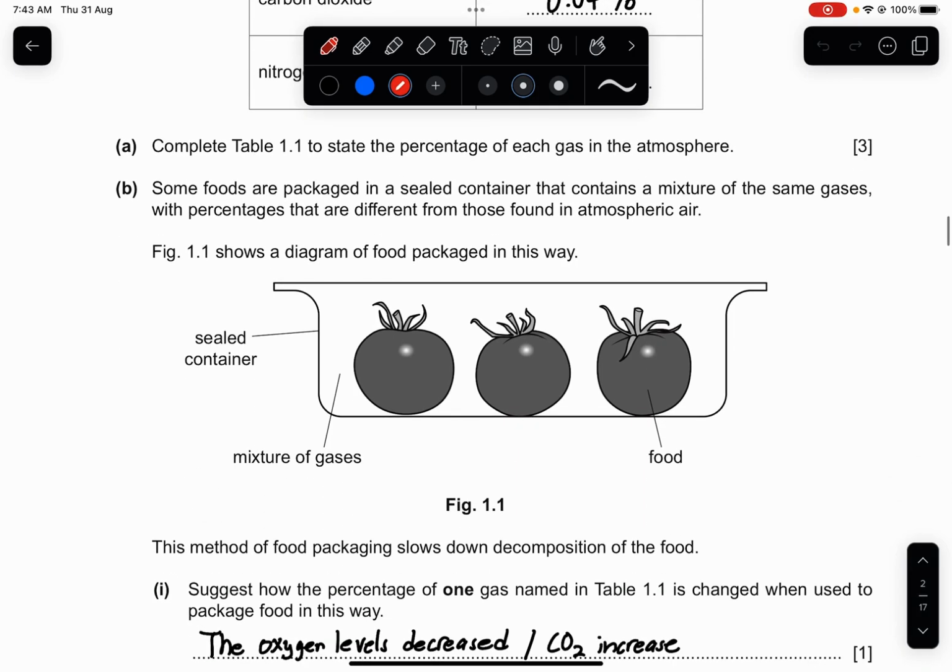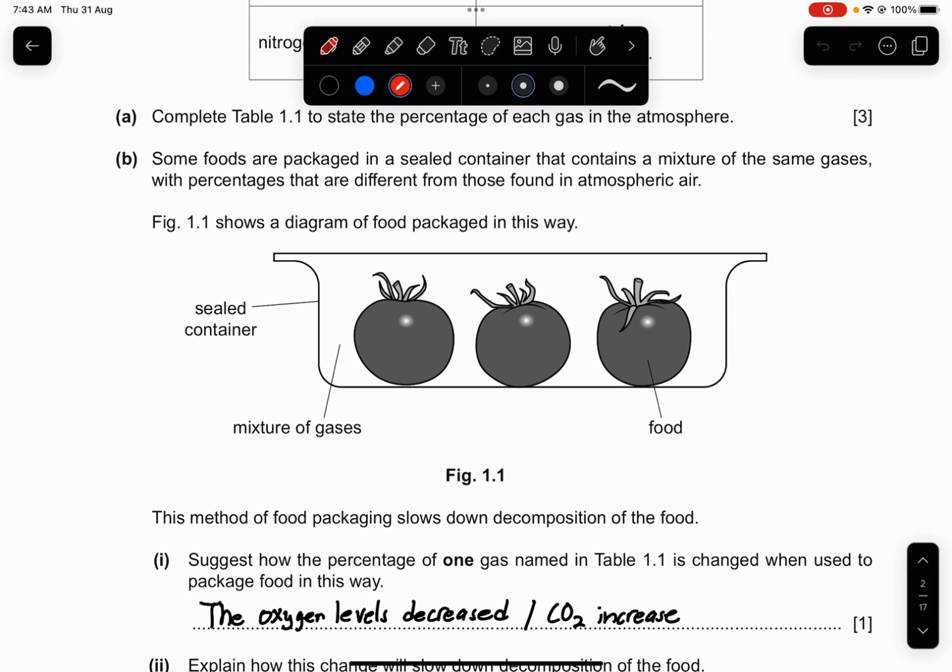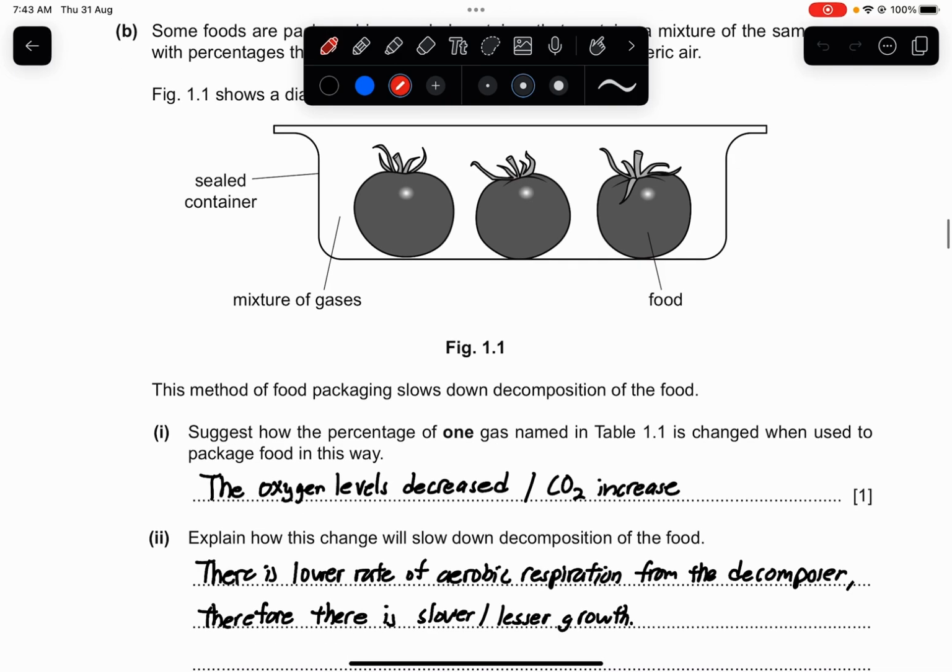Part B. Some foods are packaged in a sealed container that contains a mixture of the same gases, with percentages that are different from those found in atmospheric air. Figure 1.1 shows a diagram of food packaged in this way. This method of food packaging shows the slowdown of decomposition of food.